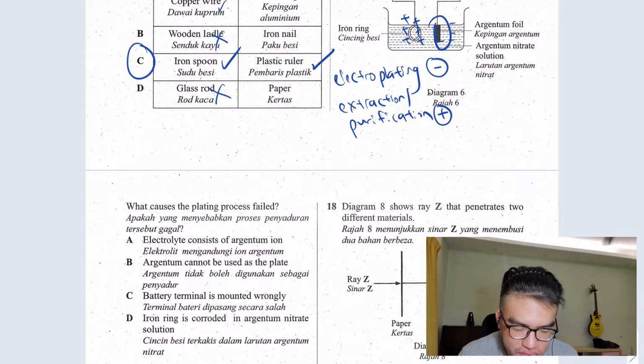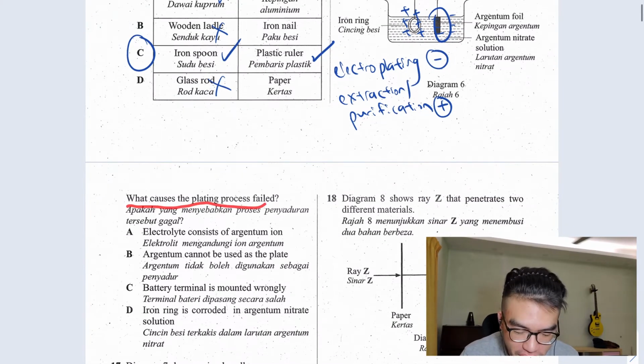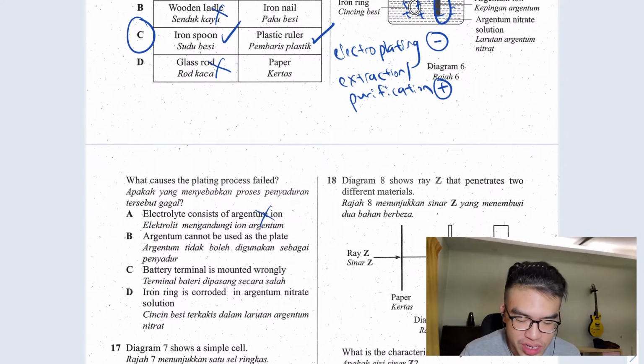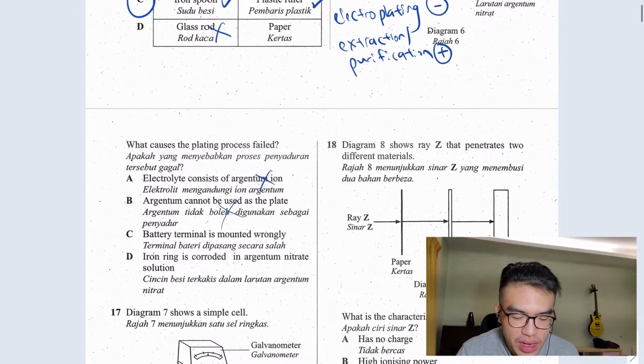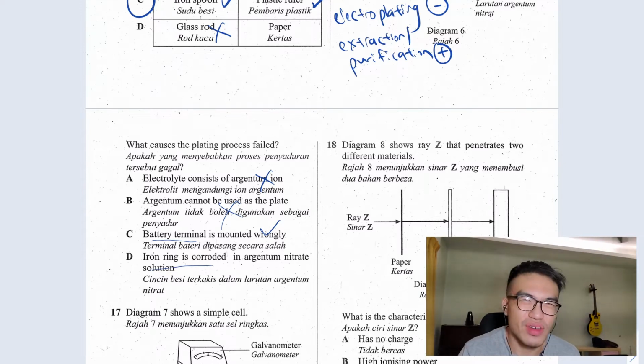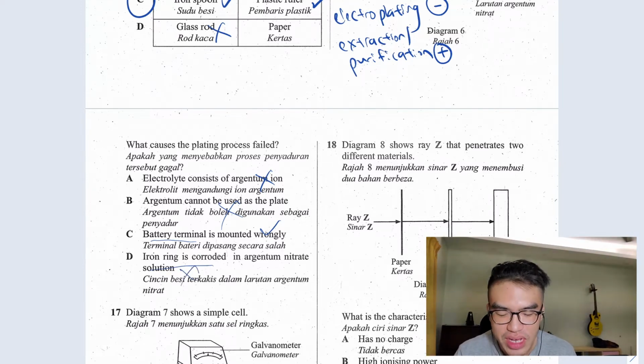So what causes the plating process to fail? Electrolyte consisting of argentum ion? No, in fact the solution is correct. Argentum cannot be used as the plate? No, you can use argentum, that's not the problem. Battery terminal is mounted wrongly. I believe that will be the answer. Iron ring is corroded. No, that is not the answer. So the answer would be C.